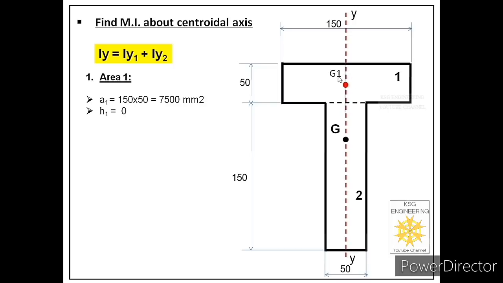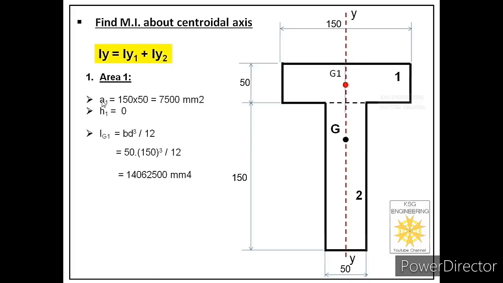Next step is find the moment of inertia of area 1 about its own centroidal axis. So for a rectangular area, it is equal to BD cube by 12. So that side of the rectangle will be B which is parallel to the axis. This time the axis is the vertical axis. It means B will be 50 and 150 will be D. So see over here, 50 into 150 cube divided by 12. So from here we'll get the moment of inertia of area 1 about its own centroidal axis.